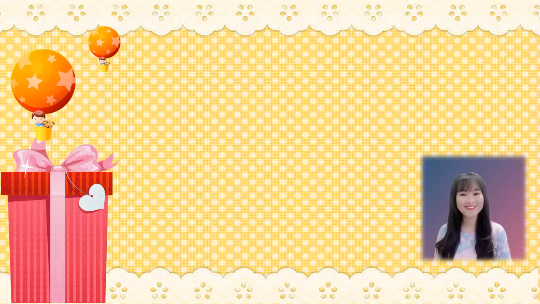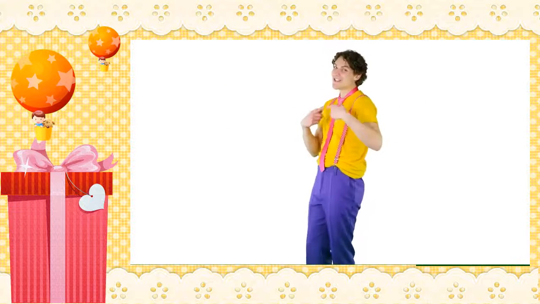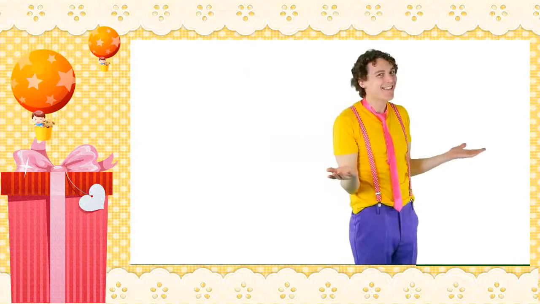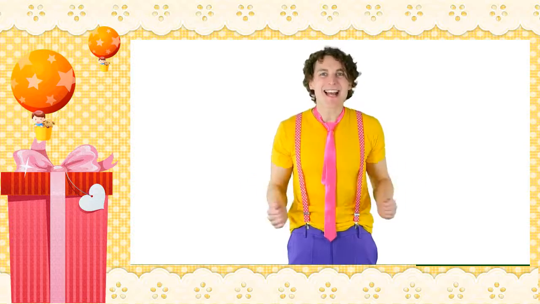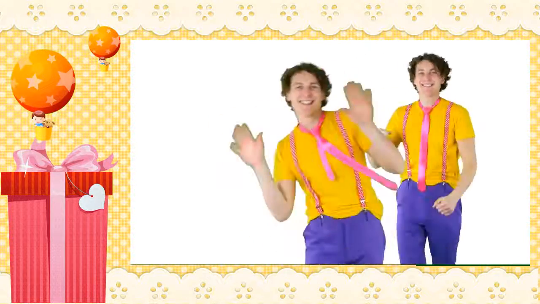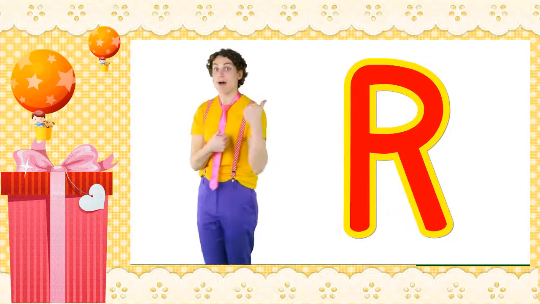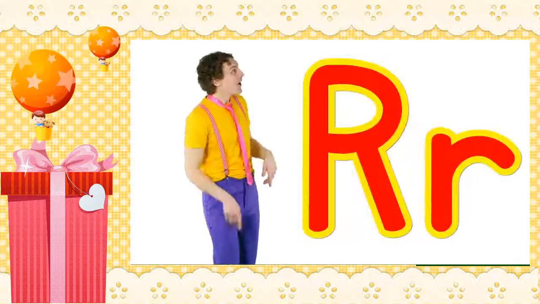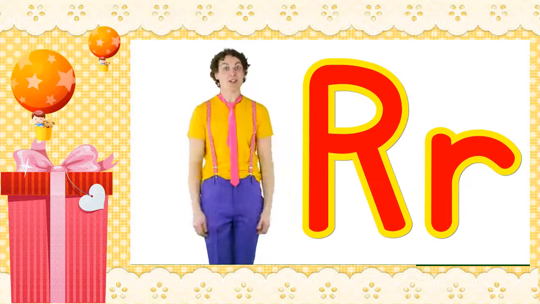Can you guess? Can you make the letter sounds? We can show you how. What letter shall we learn? Let's find out now. Let's learn about the letter R. This is a capital R. This is a lowercase r. You know how the R looks now. Let's make the letter R sound.